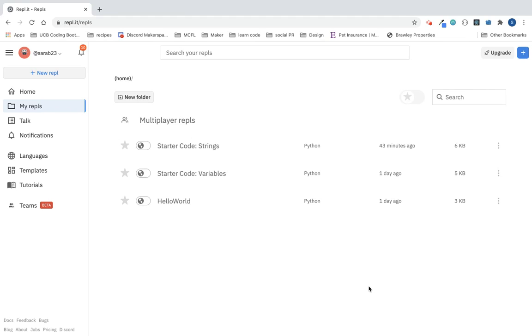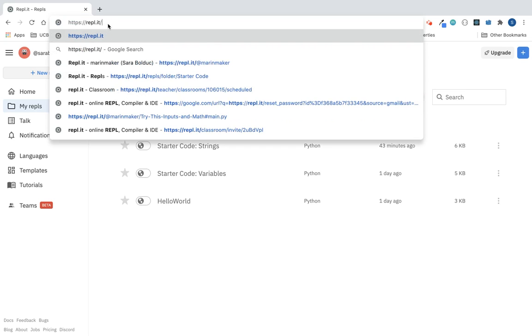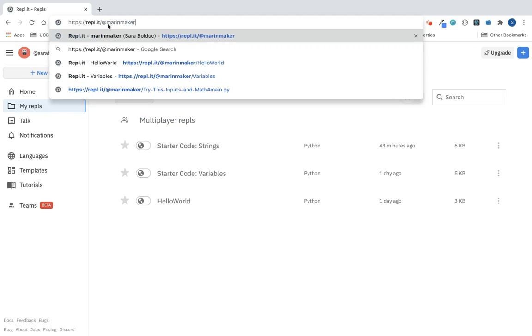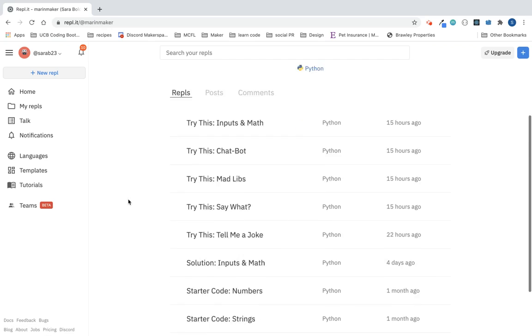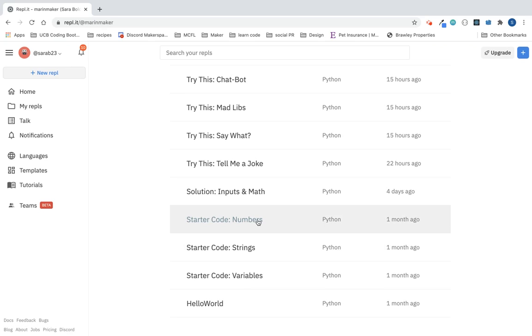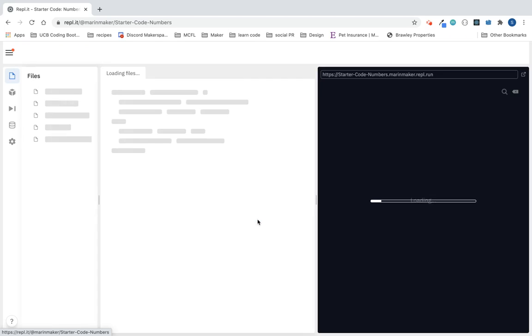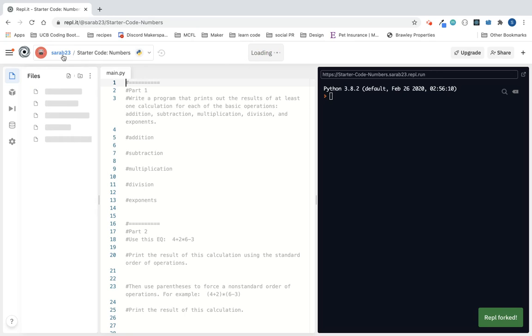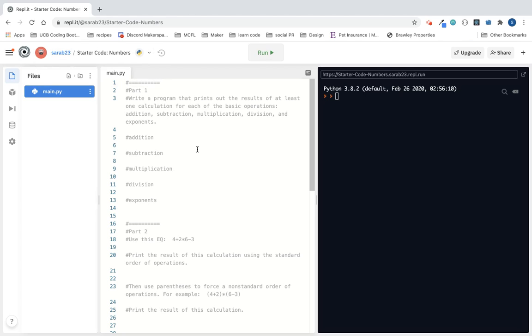Now let's take a look at numbers. I'm going to go back to the Marin Makerspace site, so that I can find some starter code for numbers. And I'm going to fork this to make a copy of it into my account. So now that I've done that, let's get started.